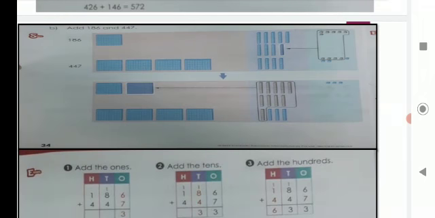Again we have to add 186 and 447. This time we are adding with blocks. In 186 we have one block of 100, 8 rods of tens, and 6 blocks of ones. In 447 we have 4 blocks of hundreds, 4 rods of tens, and 7 ones.